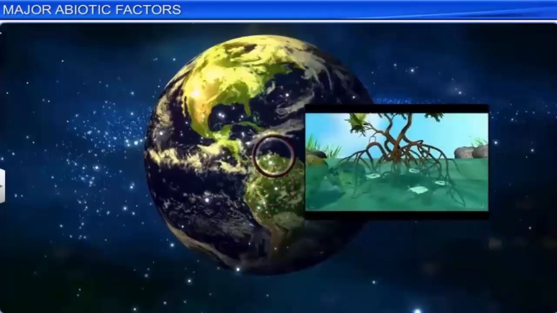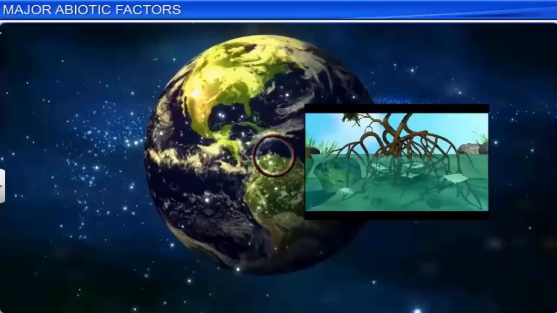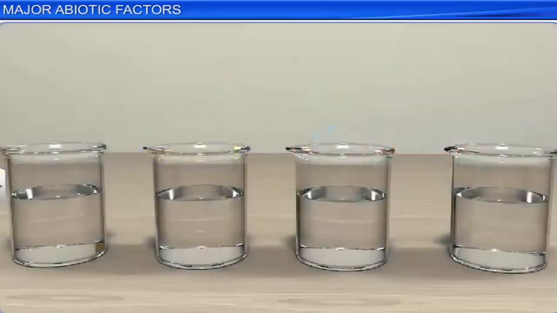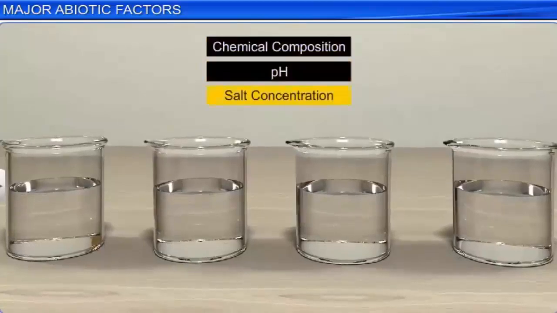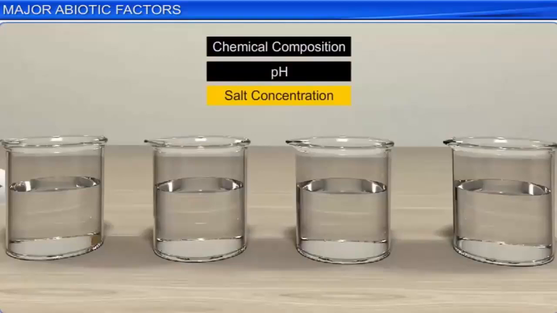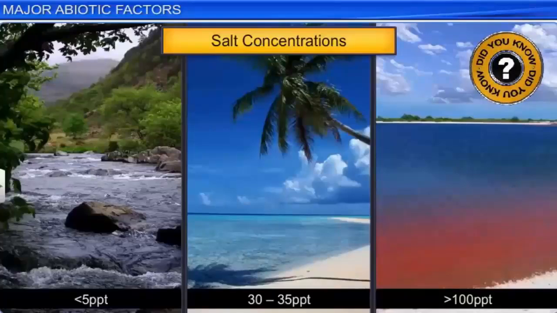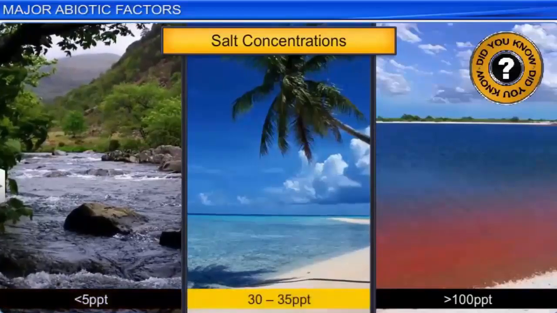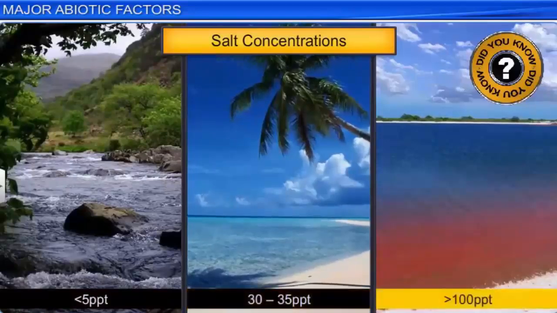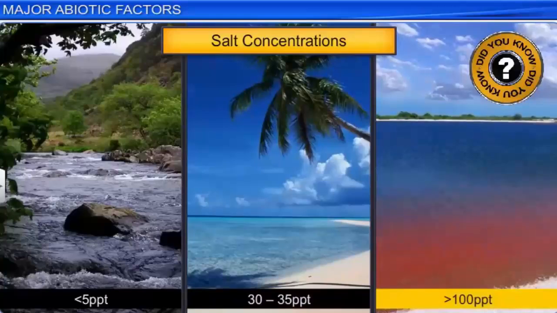Apart from the availability of water, the quality of water is also important for organisms, particularly those living in aquatic habitats. Quality of water means the chemical composition, pH, as well as the salt concentration of water. The concentration of salt is measured as salinity in parts per thousand, or ppt, which has a significant influence on the life of aquatic organisms. Did you know that the concentration of salt in inland water is less than 5 ppt? In seawater, it is 30 to 35 ppt, while in hypersaline lagoons, it is more than 100 ppt.